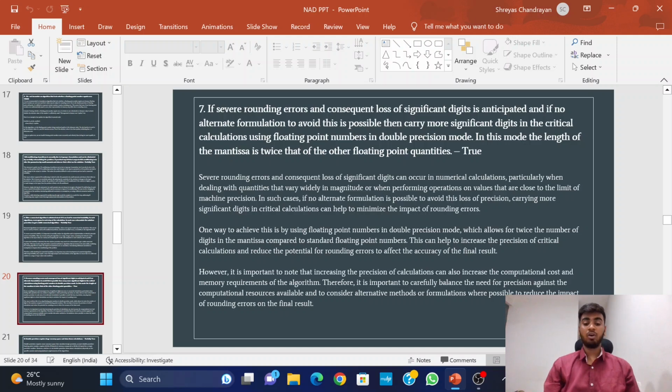However, it is important to note that increasing the precision of the calculation can also increase the computational cost and memory requirements of the algorithm. Therefore, it is important to carefully balance the need for precision against the computational resources available and to consider alternative methods of formulation where possible to reduce the impact of rounding errors on the final result.